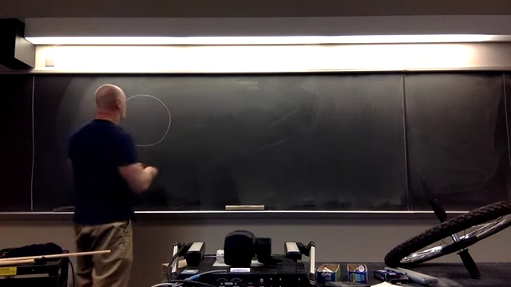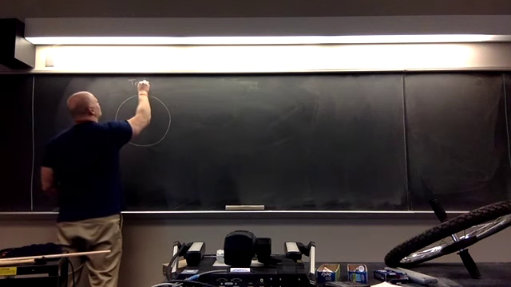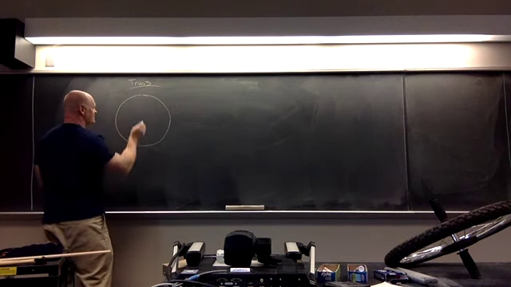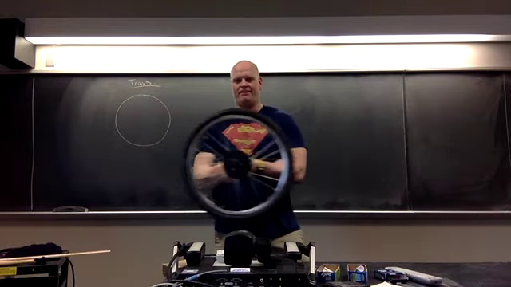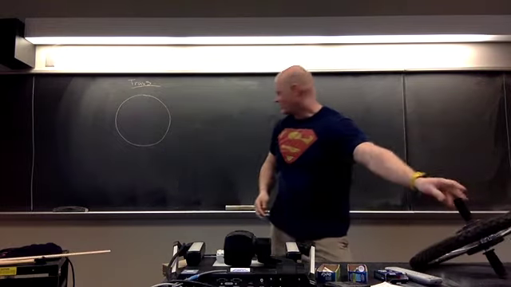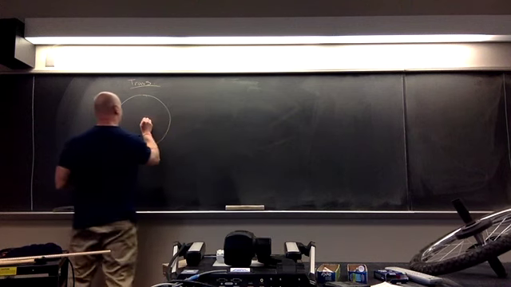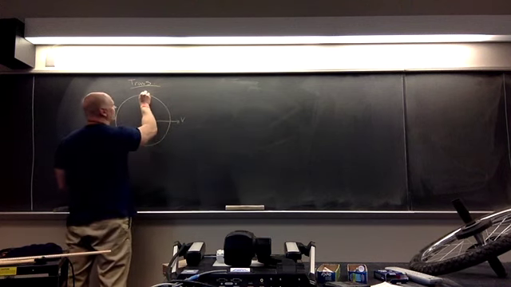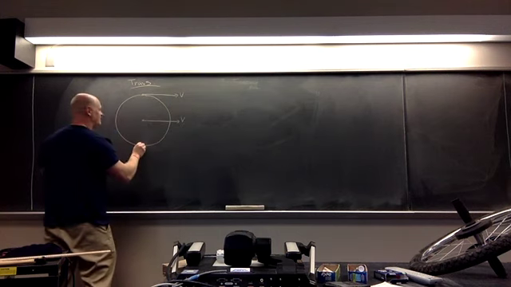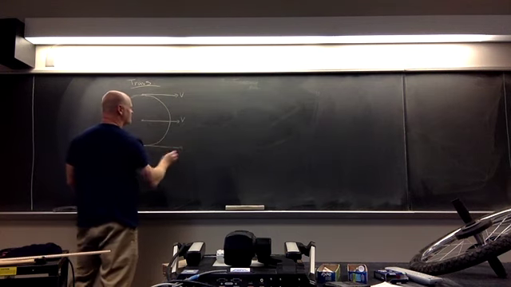Let's consider only the translational part. Here's my translational picture. If I was simply pulling this thing in this direction, it would have a center of mass velocity equal to the velocity at which I'm carrying it. This point up here would also have exactly the same velocity, and this point here would have the same velocity as well.